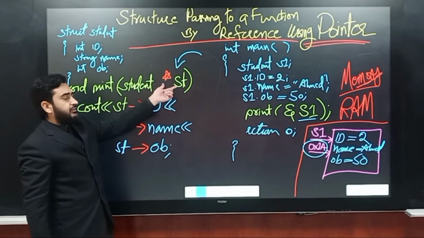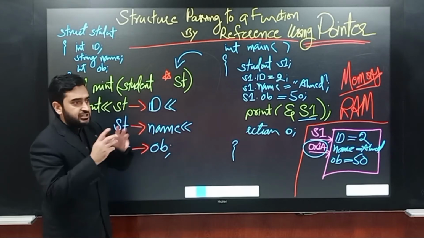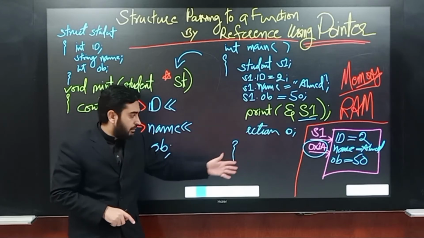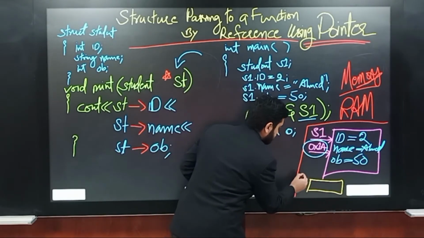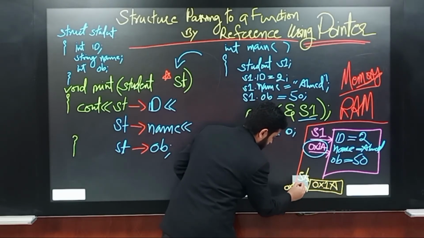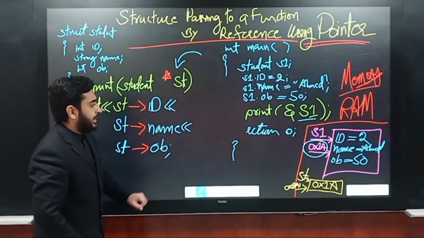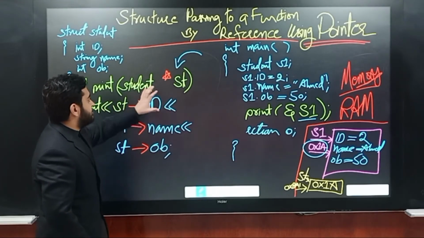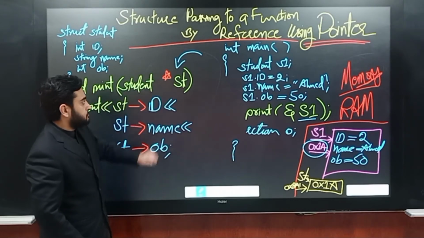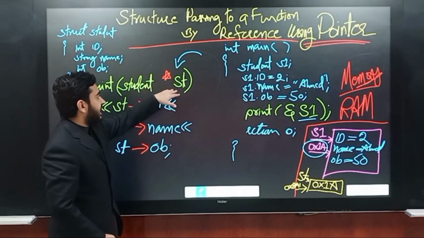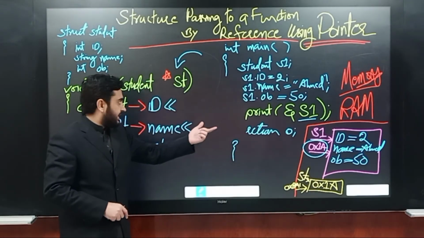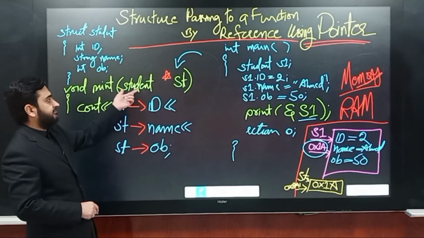So the address will come to the ST, and this is the pointer, so this pointer will save the address as value. So let's see how we can visualize this in the RAM. Here you can see that the processor will actually reserve a space in the RAM for this ST variable, okay. And that ST variable will be responsible for saving the address of another variable of the same type. It means of the student type.